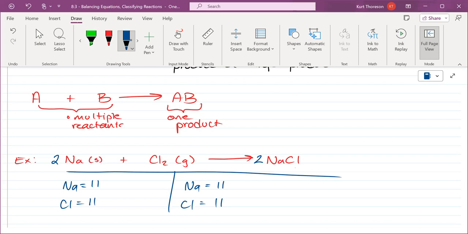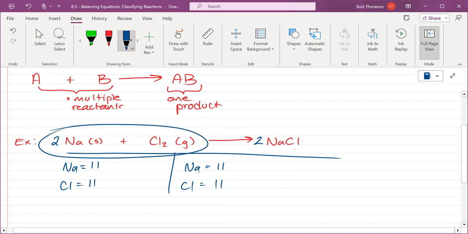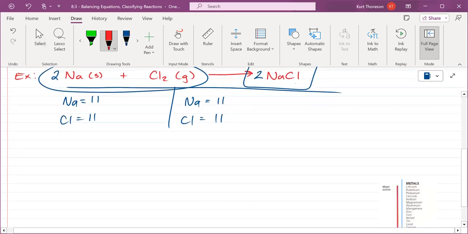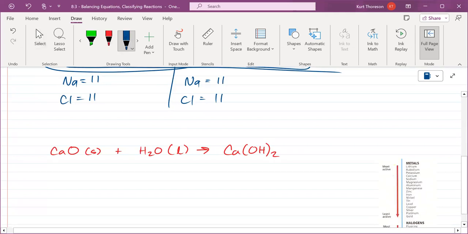This is a synthesis reaction because there's multiple reactants. There's one product. Let's do another example. Calcium oxide reacts with water to form calcium hydroxide. Now I want to go over why they are in those ratios, okay?